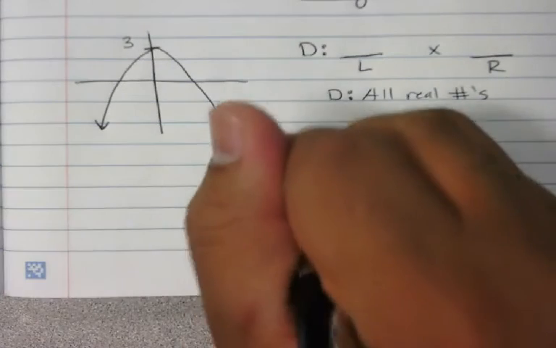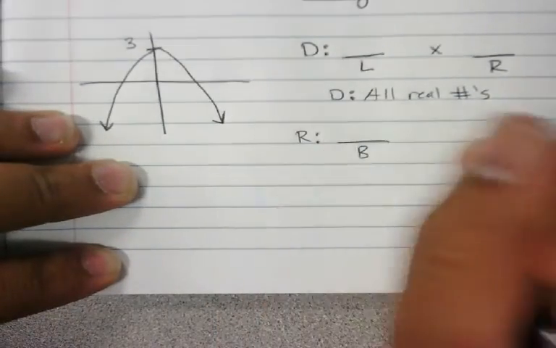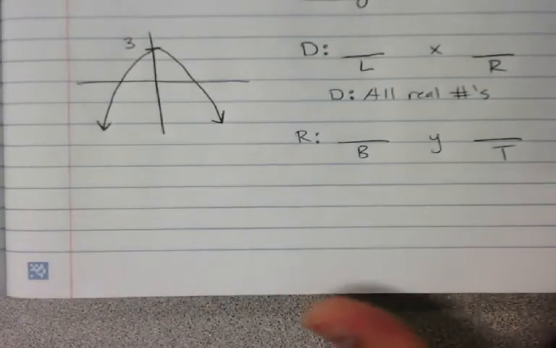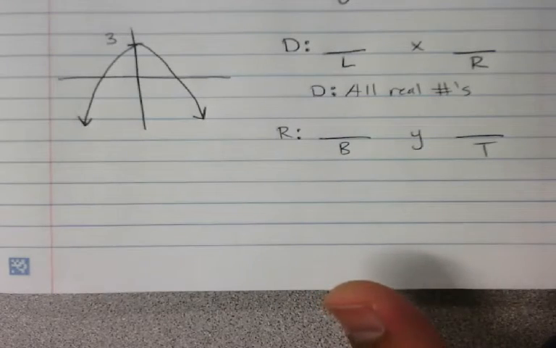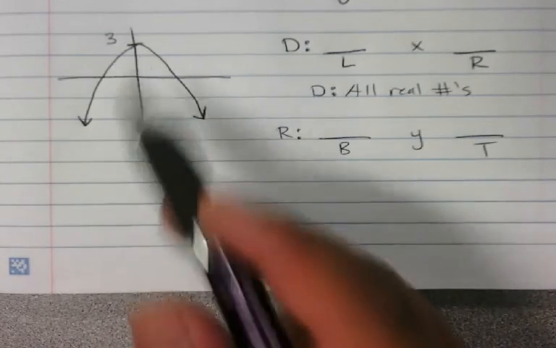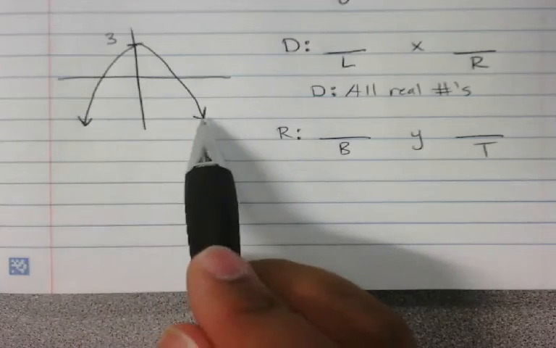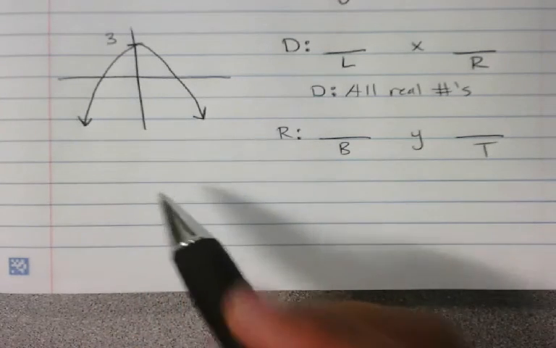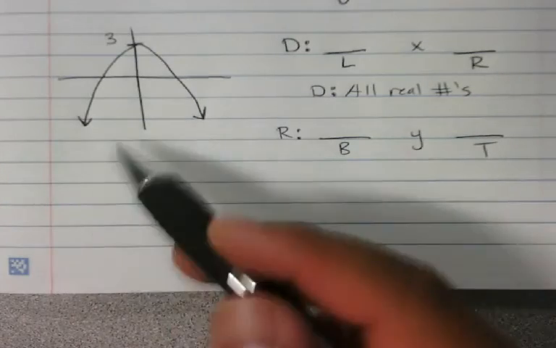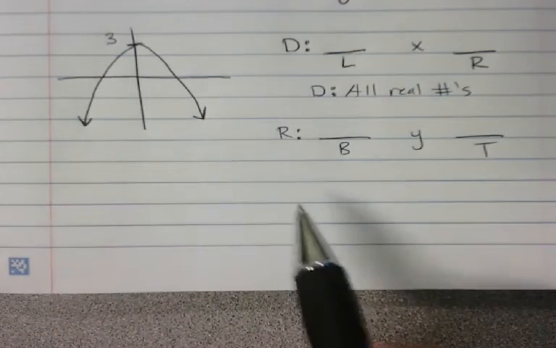Alright, for range, set it up again. Bottom number, we're talking about Y, top number. Is there going to be a bottom number? So I'm looking for the lowest point. How do I know there's not going to be a bottom number? The arrows. They're pointing down, so the bottom number is technically negative infinity, but we're not going to write negative infinity right here because the arrows are telling us that it's going to keep going. Now, is there a top number?